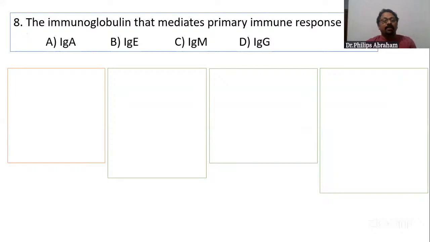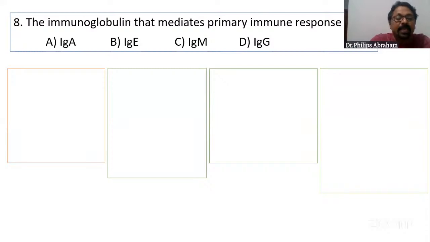Now another question: the immunoglobulin that mediates the primary immune response. The major immunoglobulin names are given as options. We'll go through each one by one. Which is the natural antibody? It is IgM. Natural antibody, in very simple words: a patient with blood group A will have A antigen and B antibody in his body by birth itself. So that B antibody has come naturally. That natural antibody is IgM.